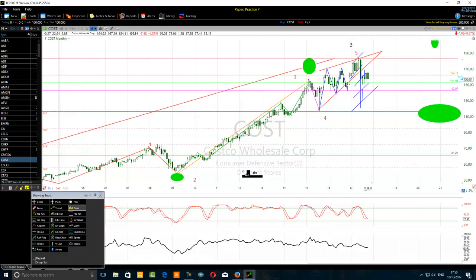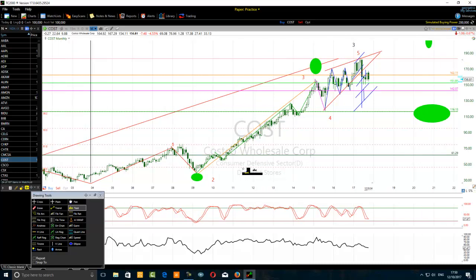Why? Usually, the main reason is due to the higher degree wave count. So we are now on the monthly chart. We have identified the ending diagonal for this stock. Okay, Costco Wholesale Corporation. This is an American stock that belongs to the consumer defensive sector. The ticker is COST, Charlie Oscar Sierra Tango.